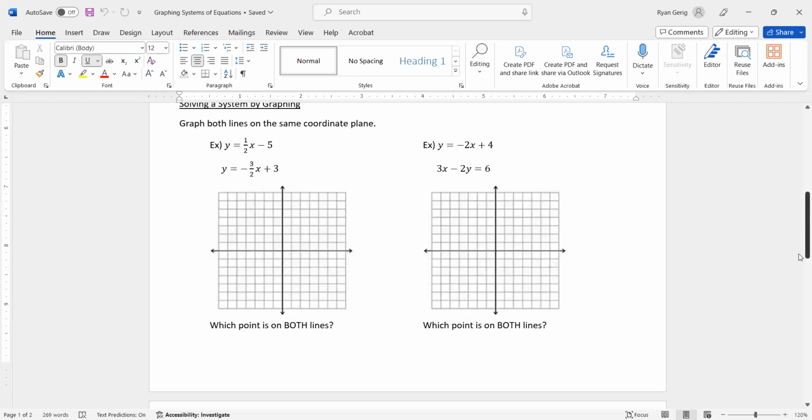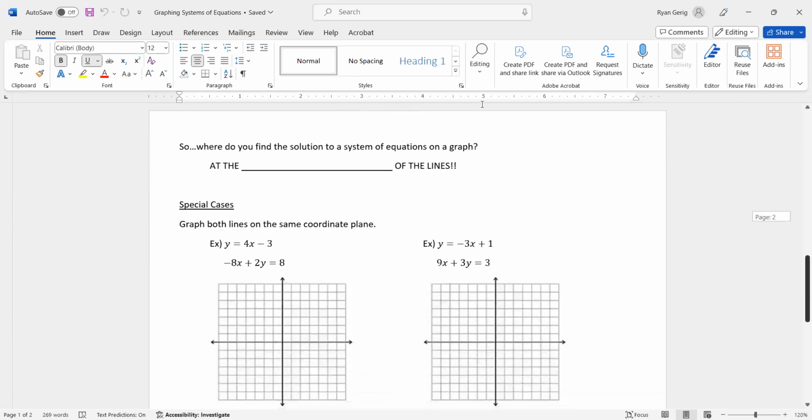I think I've made this pretty clear, but let's go to the back just to make sure that I did. Where do you find the solution to a system of equations on a graph? At the intersection of the two lines. Big idea for today is just find the intersection of the two lines. Where they intersect is the solution. All right, let's look at 2 more examples here.